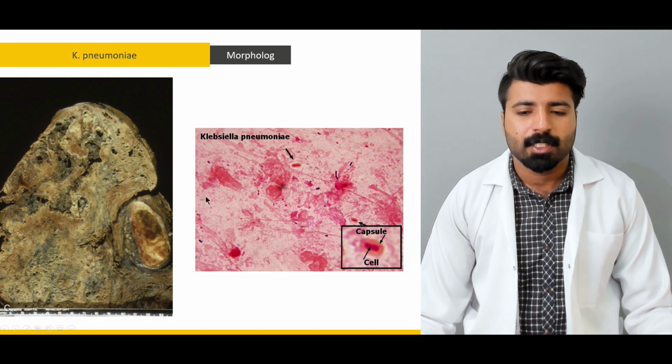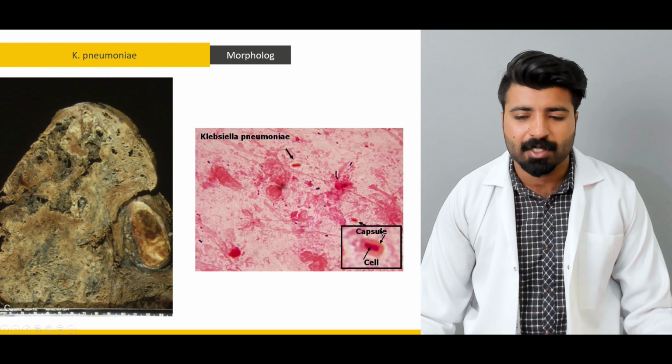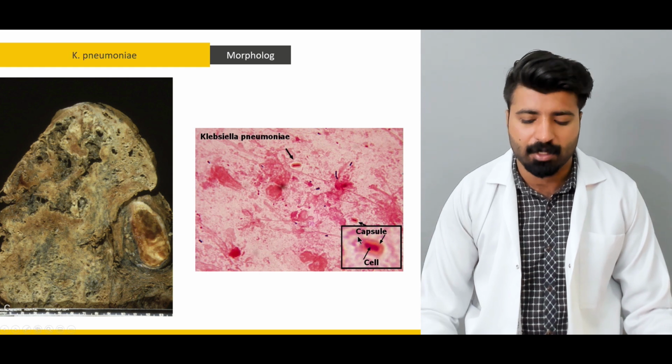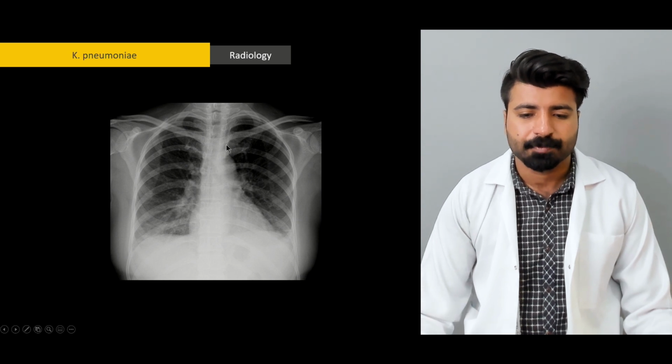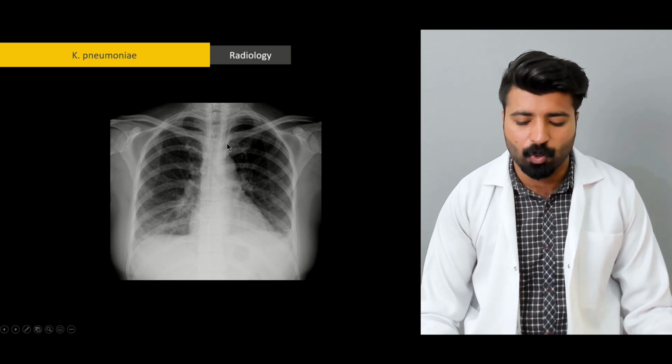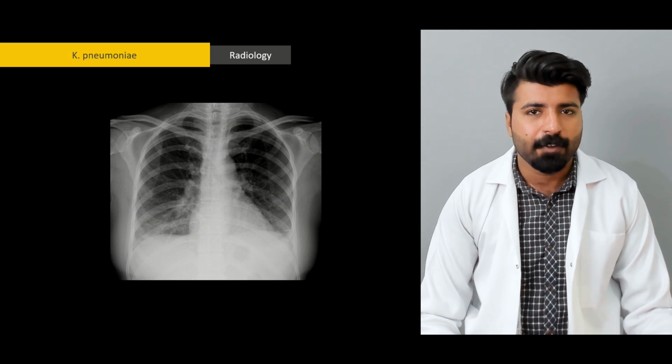Klebsiella pneumonia cells are mostly capsulated, and when you look at their morphology, you can see these cells are dispersed in nature. You can see this is a capsule and a cell present here. On the radiological slide, you can see how it affects the lung. It's not affecting any one lobe, but it's affecting in a different kind of manner.